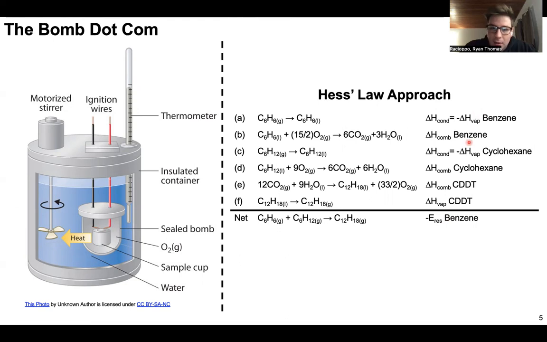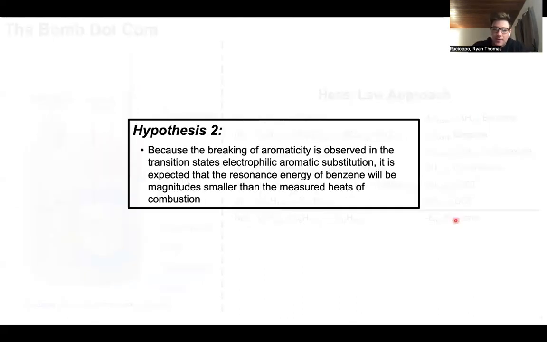When we apply Hess's law, adding up all of these values, and because these are all balanced, to give our net reaction of benzene plus cyclohexane to give CDT, the isodesmic reaction, we end up with the resonance energy of benzene. As our check, for our second hypothesis, because we can observe the breaking of aromaticity in the intermediate states of electrophilic aromatic substitution, it is expected that the resonance energy of benzene will be a magnitude smaller than the actual energy released during the combustion of the reaction.